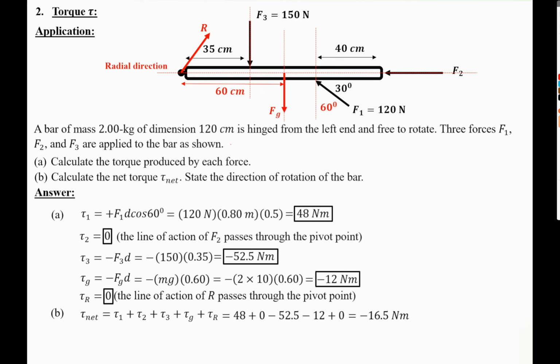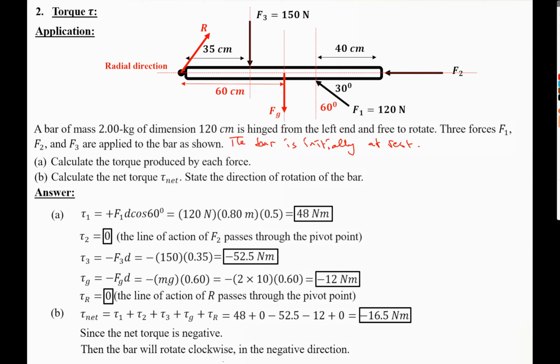We should assume that it starts, or is released, from rest, because we know that torque is in analogy with force, so it means acceleration, and acceleration doesn't give us the direction of motion. So here, in order to make this exercise perfect, I should write the following statement: the bar is initially at rest. Now in this case, indeed, since the torque is negative, the bar will rotate clockwise in the negative direction. Clockwise means in this direction.